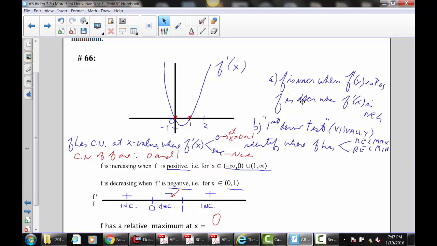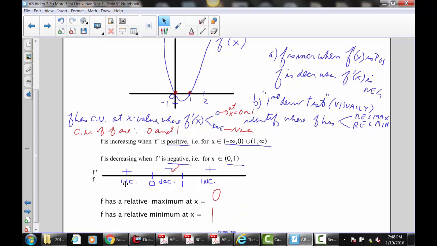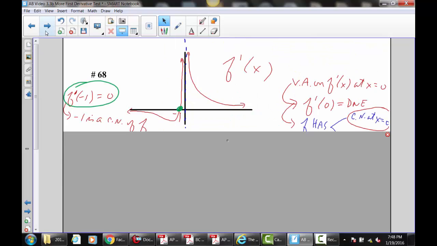We know that f will be decreasing when f prime is negative. Well, this is f prime, and notice it is negative between 0 and 1. So you can actually make a number line out of this and go, oh, look, f is going from increasing to decreasing, so f has a relative max at 0, and then f is going from decreasing to increasing, which means f has a relative minimum at x equals 1.